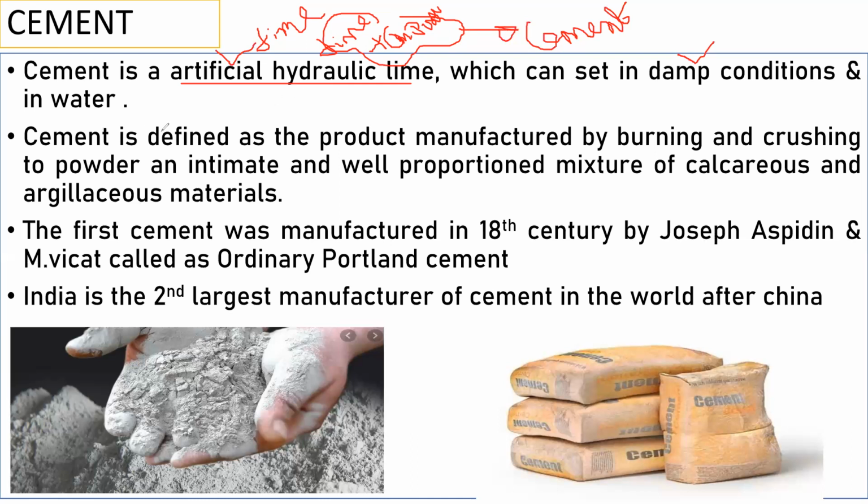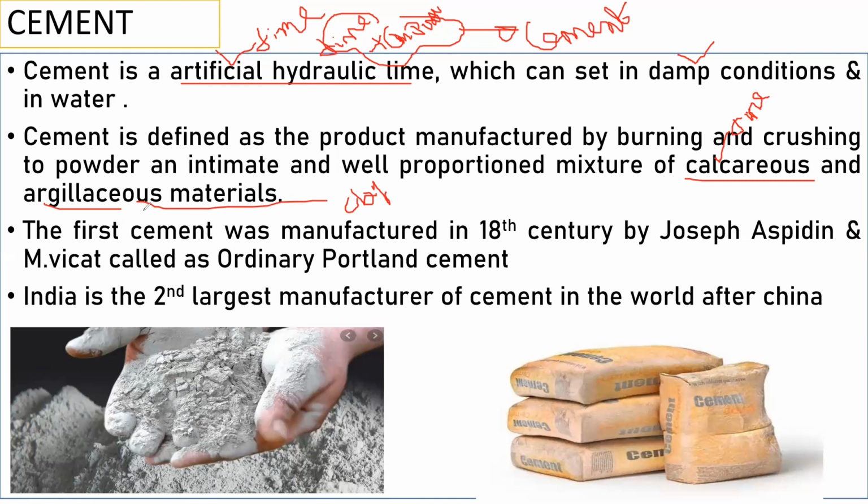The second point is that cement is defined as a product which is manufactured by burning and crushing to a powder an intimate and well proportioned mixture of calcareous and argillaceous material. Now, we'll see what these two different raw materials are that we use in the manufacturing of cement. Calcareous materials are actually limestone, and argillaceous materials are the clay materials which we use. We make use of these two materials, do the burning, and finally the product that we get is called cement.